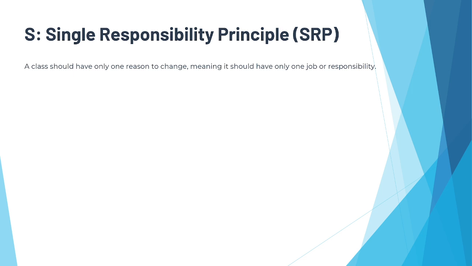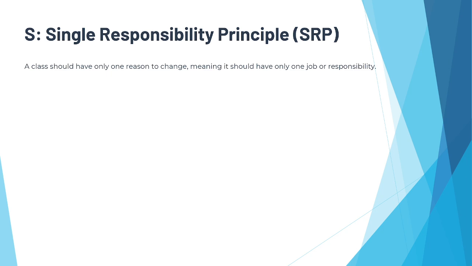Let's get into the Single Responsibility Principle. The definition of the Single Responsibility Principle is: a class should have only one reason to change, meaning it should have only one job or responsibility. By this definition, it is clear that the class should have only one responsibility.